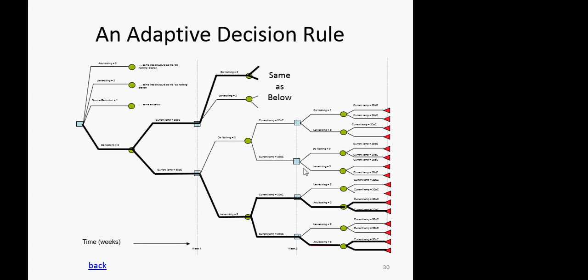Now, let me contrast this with an adaptive decision rule. This varies in some of its details, but the point here is that we're actually making different choices depending on what happened. So if the current temperature was lower here, we're going to make a different decision than if it was higher. So here, our choice in week 1 is going to be different depending on what happened before. Okay? And that's what distinguishes this as an adaptive decision rule. Adaptive, static.